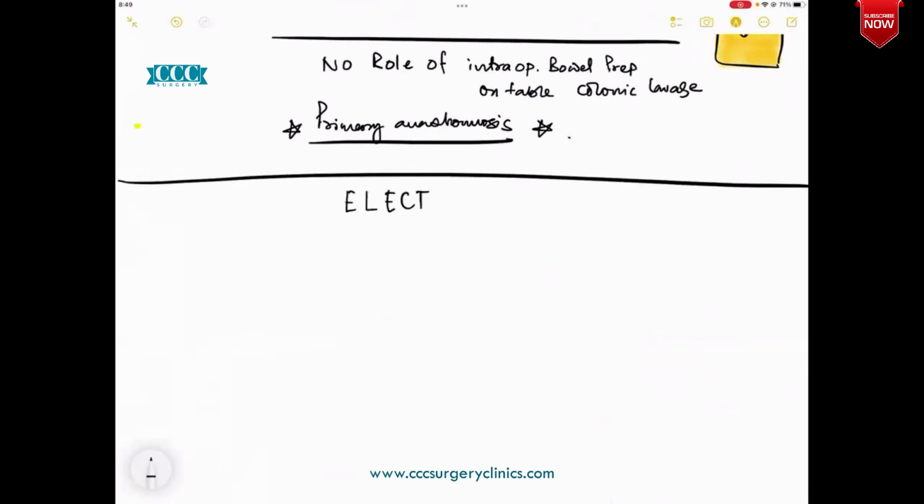And when we talk about an elective scenario, as we have said, bowel preparation is more of a practice. So what are the agents that we use for bowel preparation? What we'll try to do is classify them, because people have asked about these classifications and what are the things to know about them.